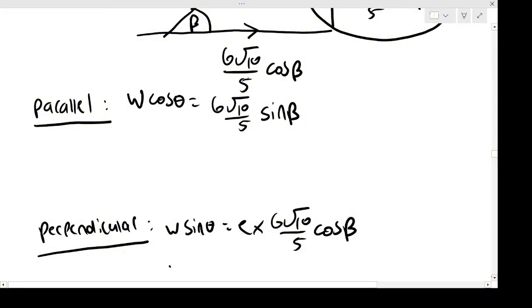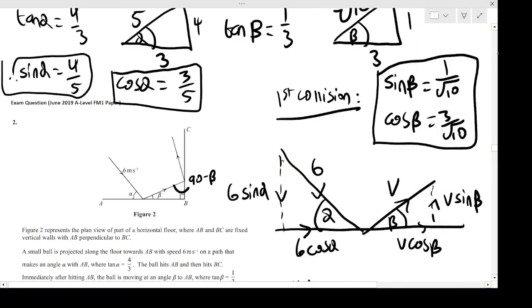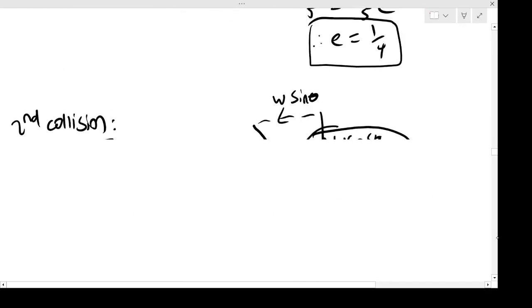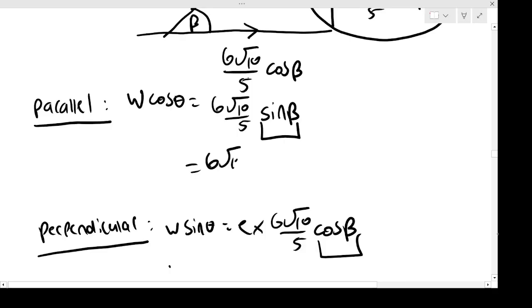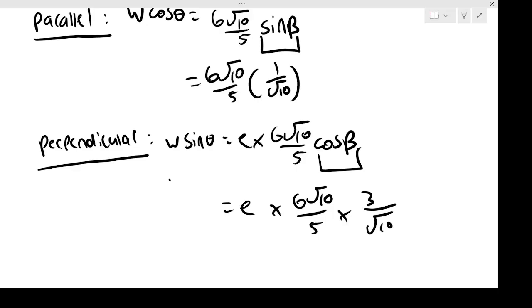So I'm going to leave that there. Now, I can actually simplify these equations because I know expressions for sine and cos beta. I did that in part A. So remember, sine's 1 over √10 and cos is 3 over √10. So this is going to be 6√10 over 5, lots of 1 over √10. And then here it's going to be E, lots of 6√10 over 5, lots of 3 over √10 for cos beta here.